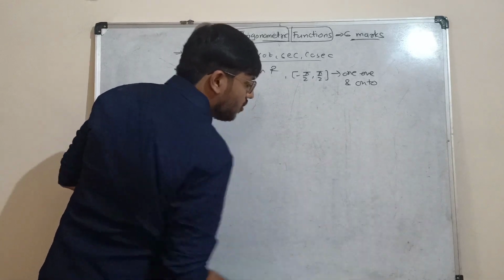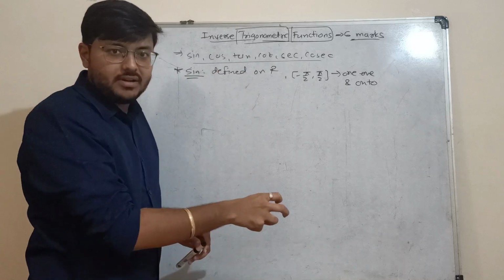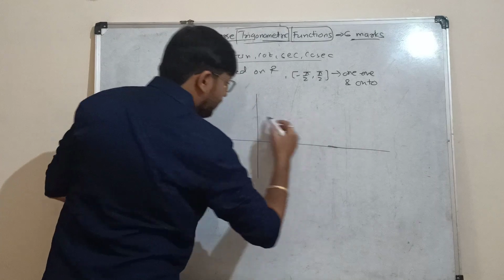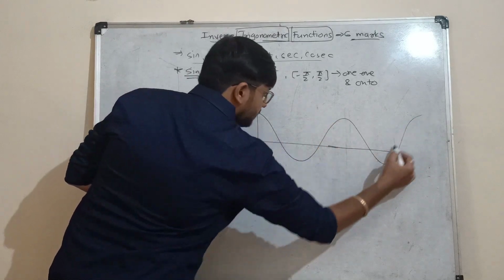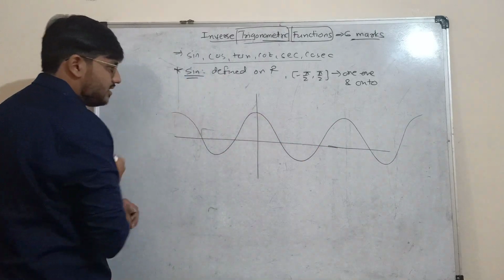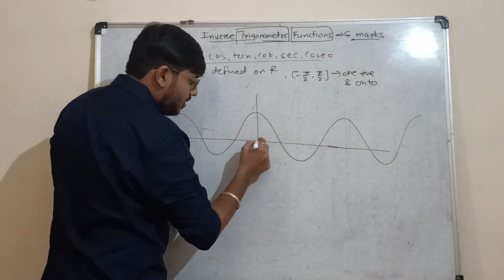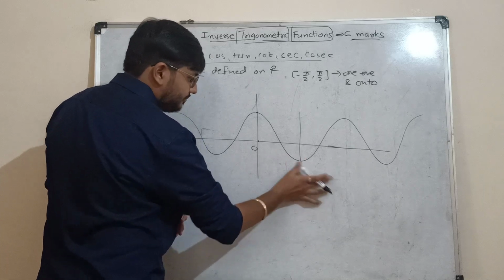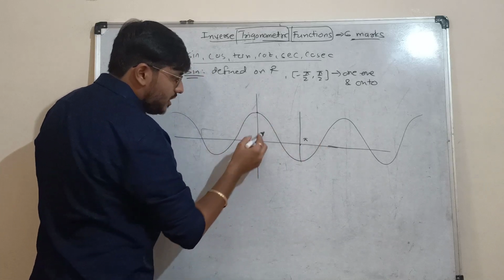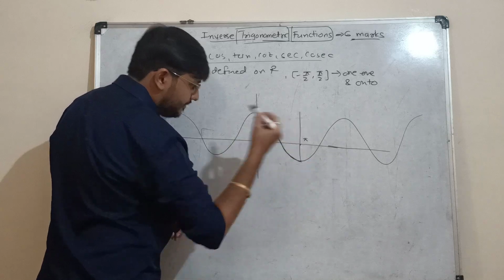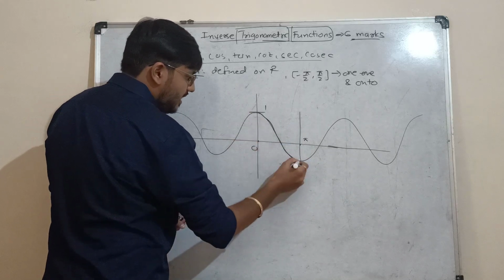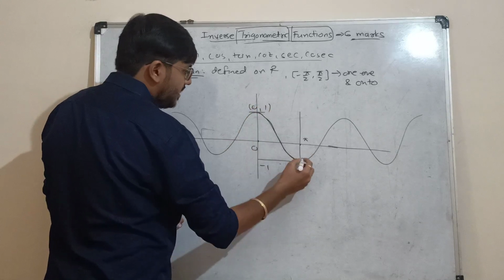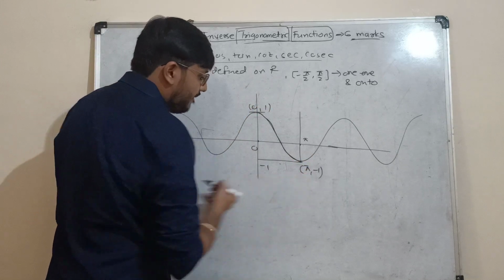I'll just talk about cos and then we'll discuss the whole table. Let's talk about cos. What is the graph of cos? We all know the graph of cos is something like this. Now just observe from 0. Here is the point 0 and here is the point pi. Observe the graph between 0 and pi. At 0 the function has value 1, at pi the function has value minus 1, so this is the point (0, 1) and here is the point (pi, minus 1).